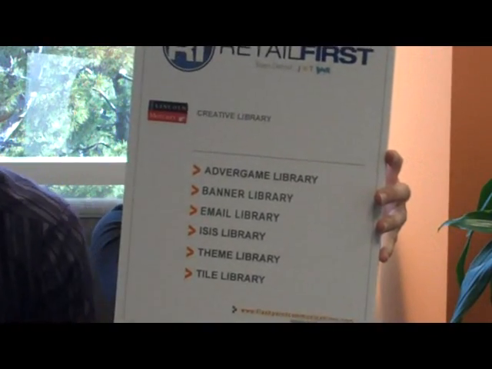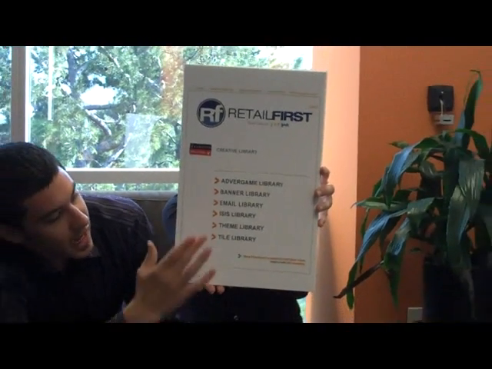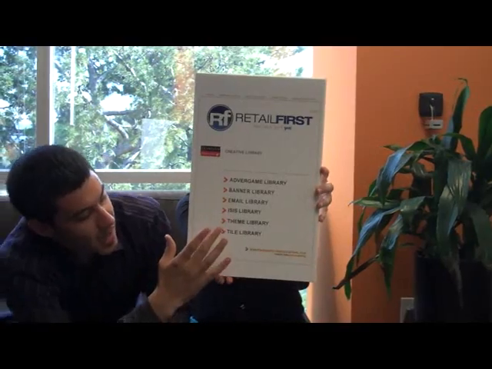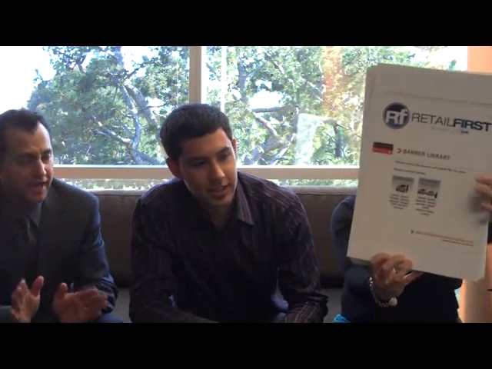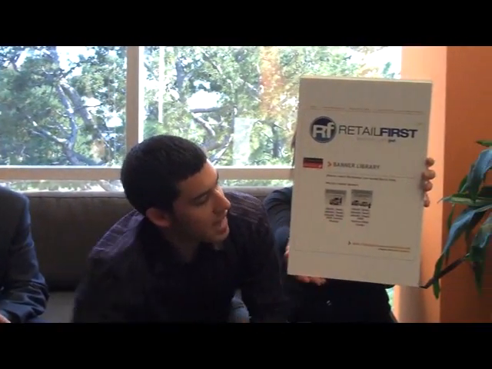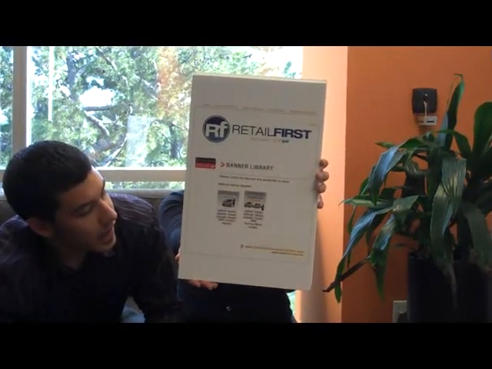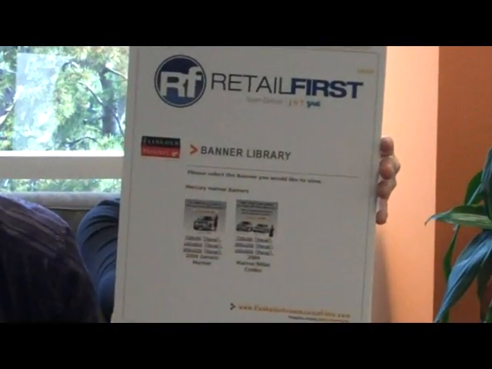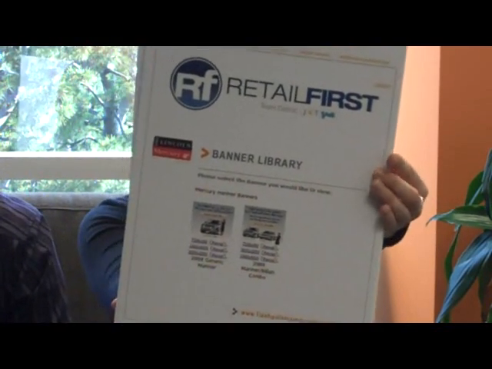So this is just a brief look at the creative library. We have an ad game library, banner, email, ISIS, theme and tile, which are both associated with the microsites that we host. Okay, so this is where the ad agency can go to find all this kind of good stuff. Yep, all the different creative that each region is using. A quick look at the banner library here. You can see some of the functionality. You can view each different size of the banner, as well as the expandable panels. You pull it up, you can see the whole thing, and let us know if you want to run it, and we'll plug that in for you.